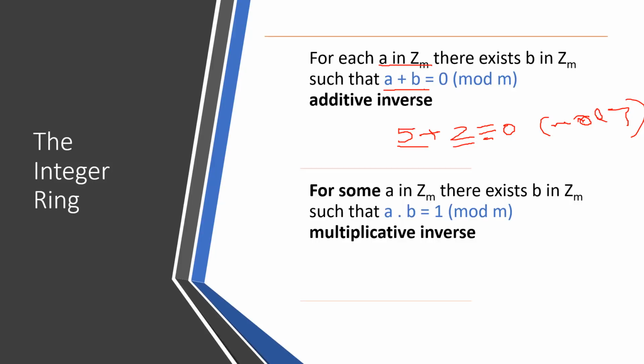So in this case, we say the additive inverse of 5 is 2, and the additive inverse of 2 is 5. You might be able to find more than one additive inverse for a given number. We can also find multiplicative inverse. In other words, given a, for some a, not for all, unlike this one, for all. In this case, it's some, because a has to be relatively prime to m in order to find a multiplicative inverse.